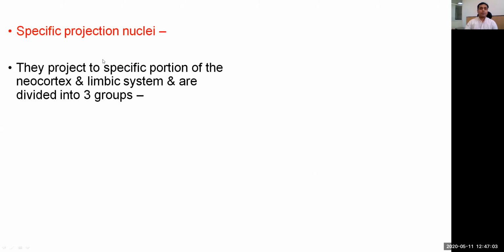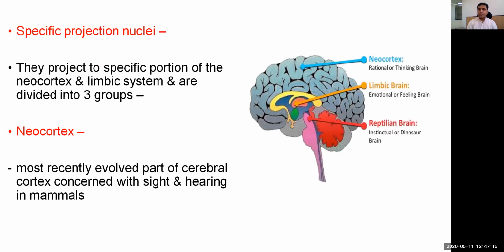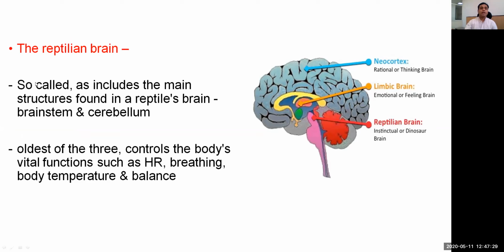Coming to specific projection nuclei, they project to specific portions of the neocortex, hence the name, and the limbic system, and are divided into three groups. The neocortex is the most recently evolved part of the cerebral cortex, concerned with sight, that is vision, and hearing in mammals, as we can see here. It is the most superficial and most recently evolved part. The reptilian brain, also called the limbic brain, includes the main structures found in the reptile's brain, that is the brainstem and the cerebellum.